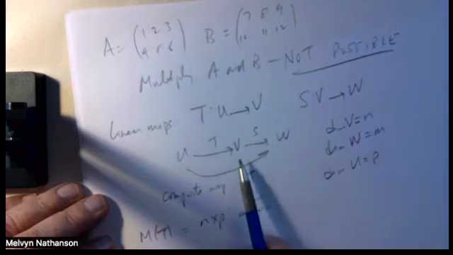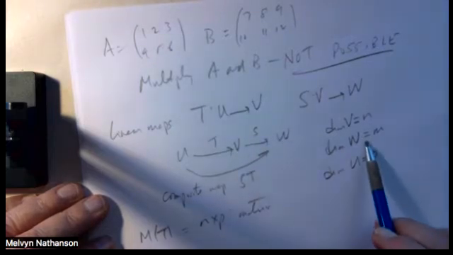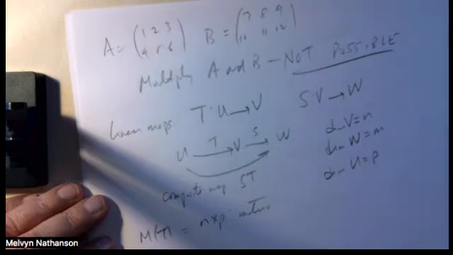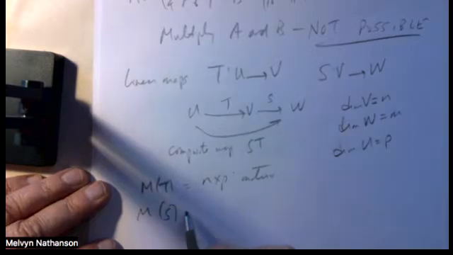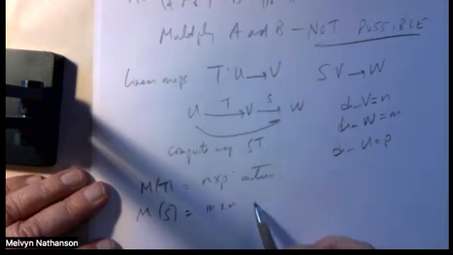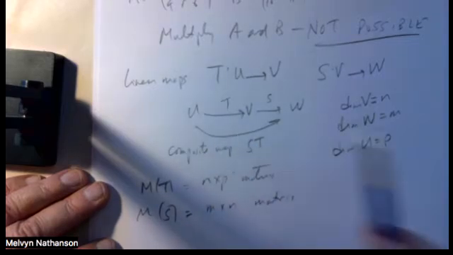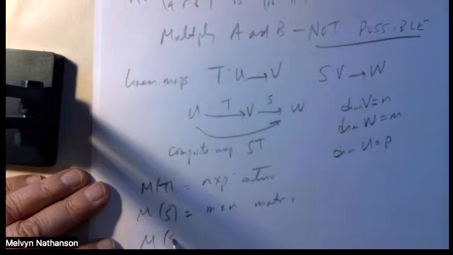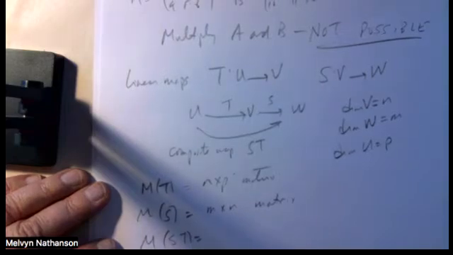The matrix for S goes from V to W. W has dimension M and V has dimension N. So the matrix for S is going to be an M by N matrix. And ST goes from U to W, so the matrix for ST is going to be an M by P matrix.